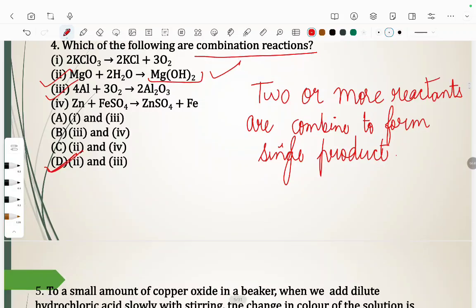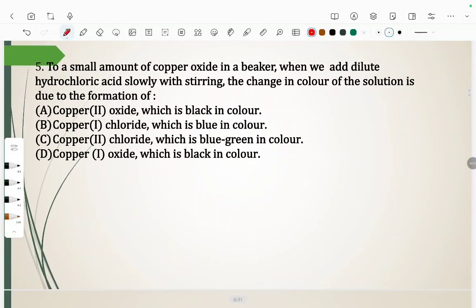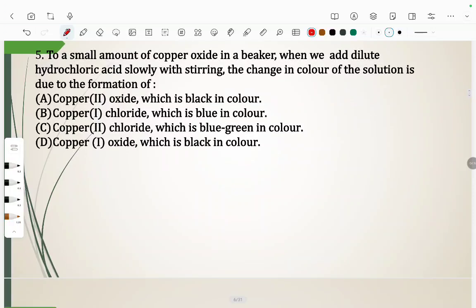Done. Next. To a small amount of copper oxide in a beaker, when we add dilute hydrochloric acid slowly with stirring, the change in color of the solution is due to the formation of? So the question is that a small amount of copper oxide is given in your beaker, and when we add dilute hydrochloric acid and constantly stir it, okay, when we mix it up, then what will be the change in the color of the solution?